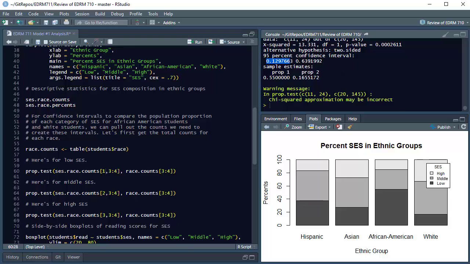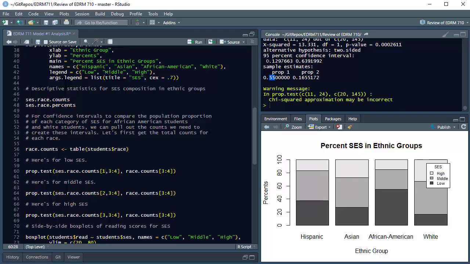So clearly, higher proportion of low SES for African Americans than for whites, in the sample. In the sample, it was 55 versus 16. That's a difference of about, what, 40? Okay, so about 40 percentage points higher, low SES for African American. In the population, that's somewhere between 13 and 64 percentage points higher, low SES for African Americans than for white.